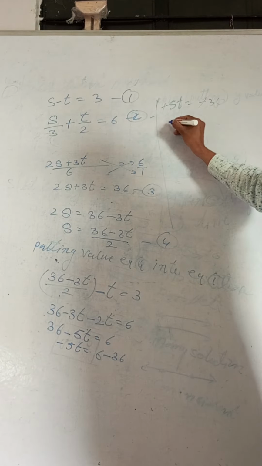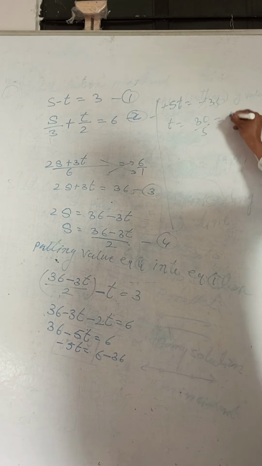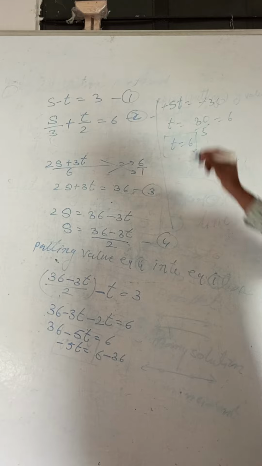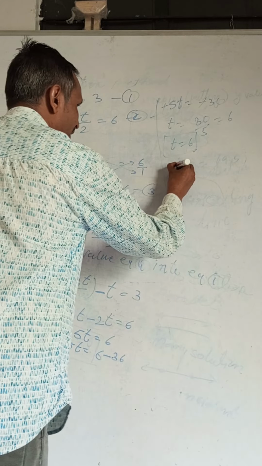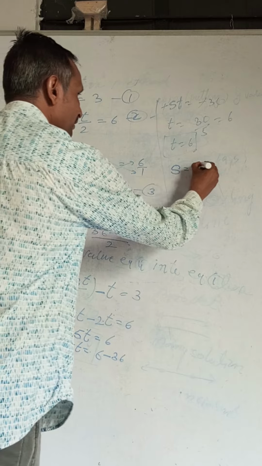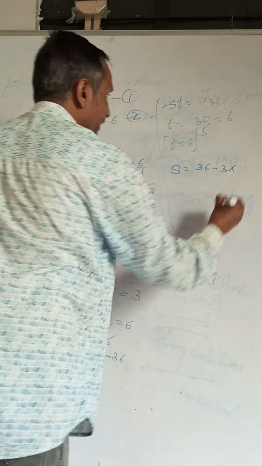The minus signs cancel, so t is equal to 30 divided by 5, which is 6. So we got the t value 6. Now keeping this t value into equation number 4 will be easy. So s is equal to 36 minus 3t, 3 into t, where t is 6.